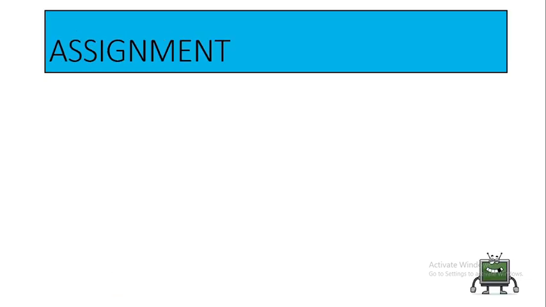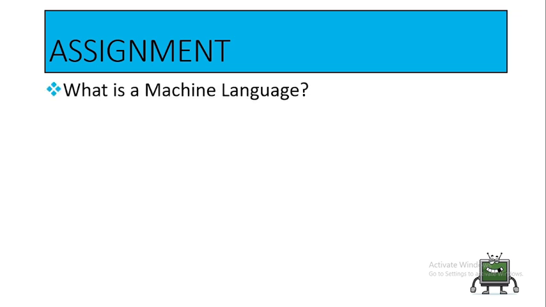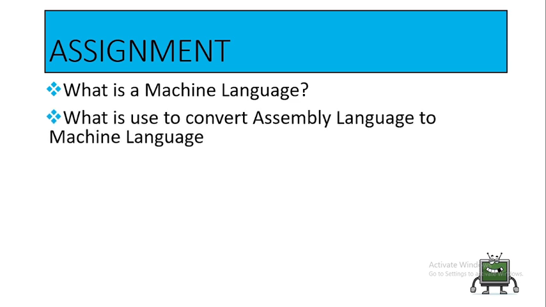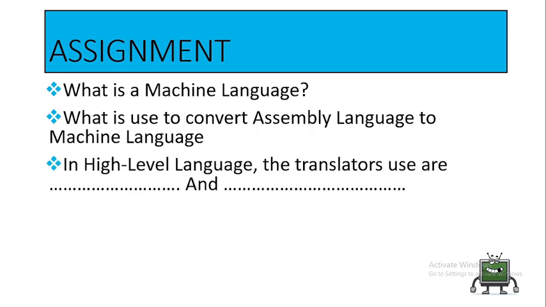Before we complete this lesson, let's look at this assignment. What is a machine language? What is used to convert assembly language to machine language? In high-level language, the translators used are do and do. So we want you to mention the translators that are used to convert from high-level language to machine language.